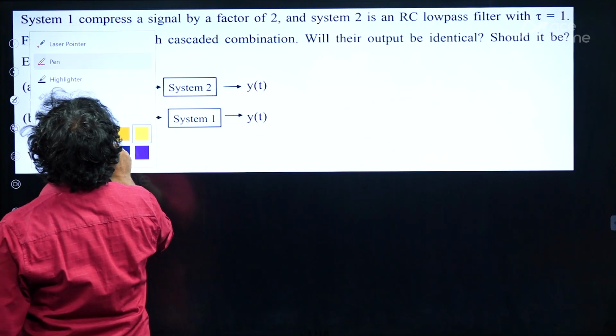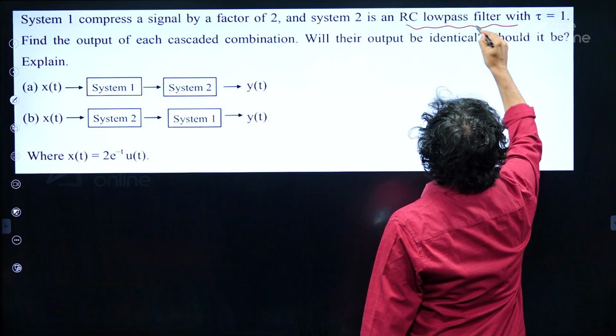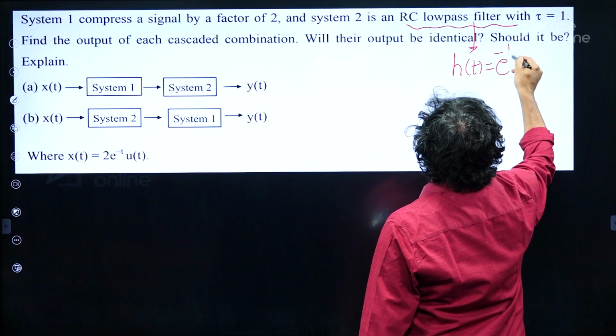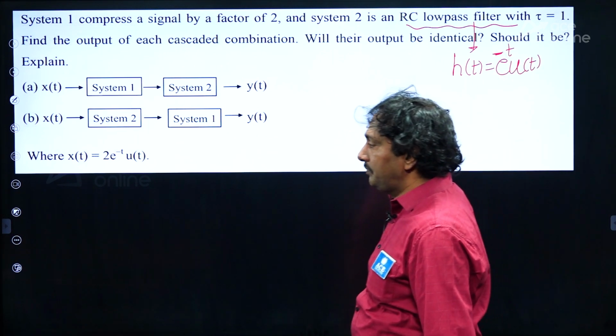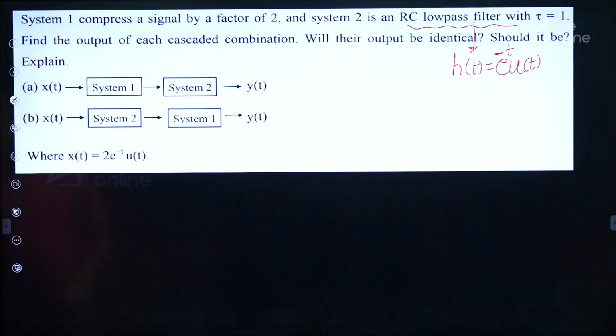For an RC filter, what is the standard impulse response? You are all aware: e^(-t) u(t). In the lower combination, he interchanged the blocks. Whether the final outputs are equal or not, that you have to tell.